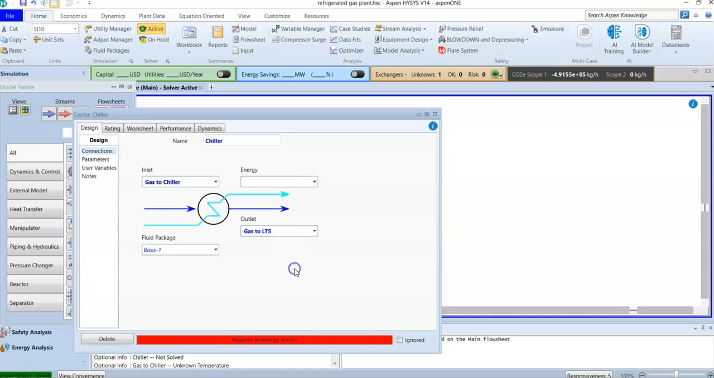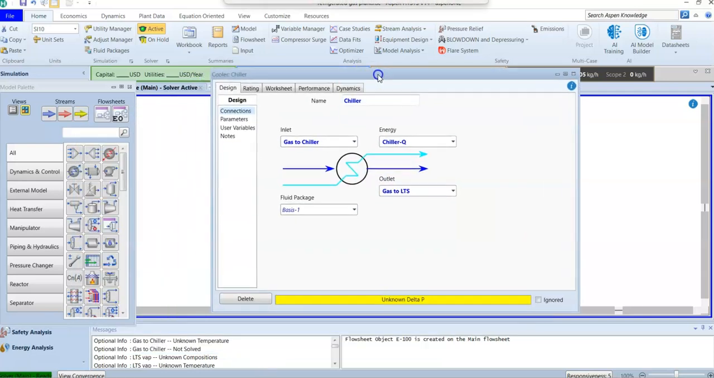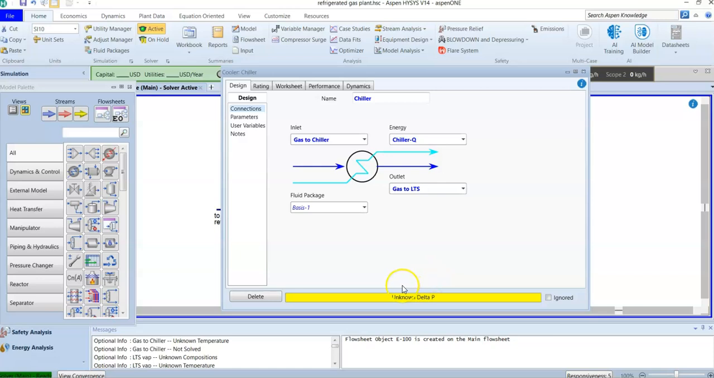Okay, so here we have added our material stream. We are required to add an energy stream, which will be our chiller Q or duty. Still we are asked about the delta P, and make sure always to add your delta P in the parameter section. So the delta P in this case will be 35 kilopascal. After adding this information, we are asked about the duty.